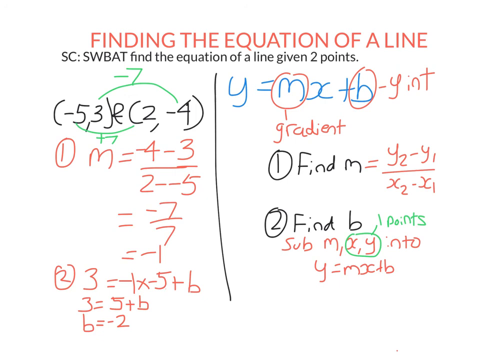So the equation is just going to be y equals gradient times x. Minus x and minus 1x are the same thing. Gradient x plus y-intercept. This is the equation of the line, and I'm done. It's as easy as that.